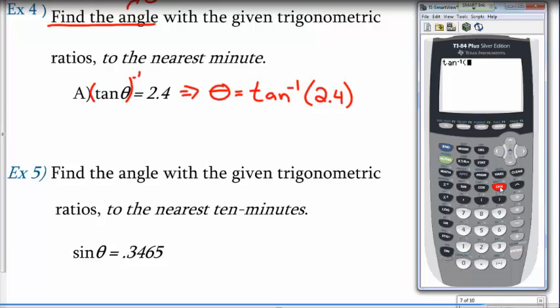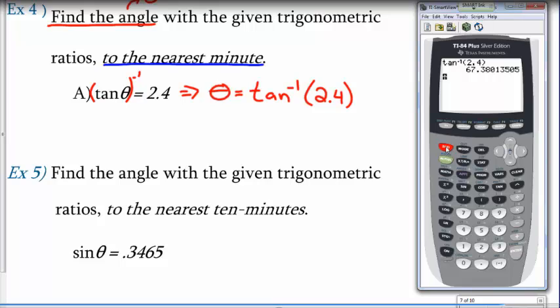To enter this on a calculator, simply hit second tangent, which will give you the tangent inverse, and enter your number 2.4. Hit enter, and this should give you a decimal answer. Now, we're told that we want to find an answer to the nearest minute. Well, what does this mean? Well, similar to the way that a circle is broken up into degrees of 360, a degree is broken up into minutes and seconds. To do this, we're going to need a special mode in the calculator.